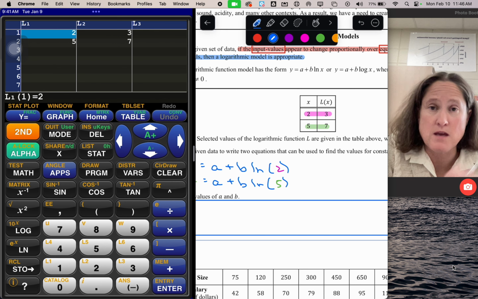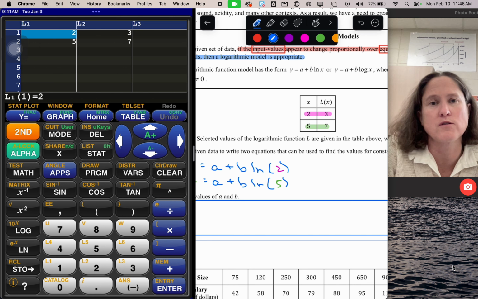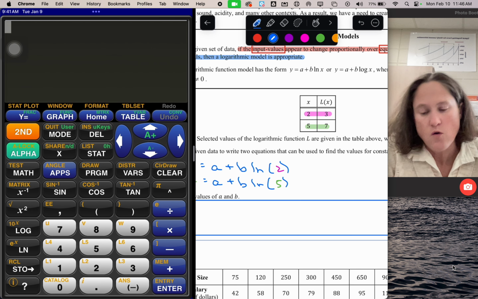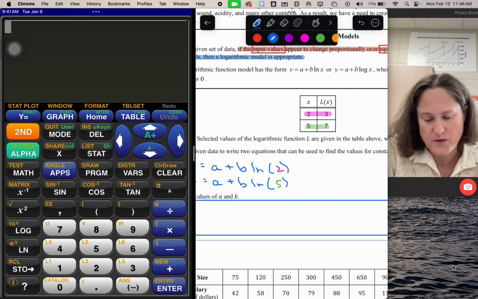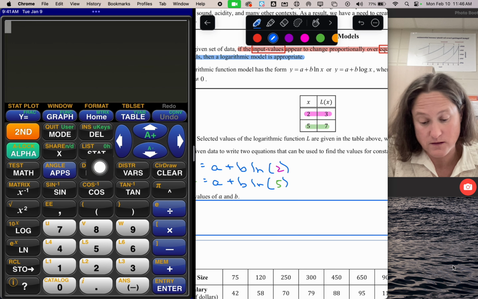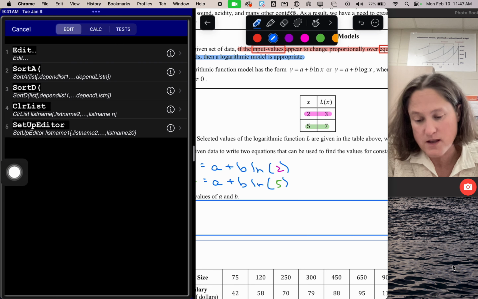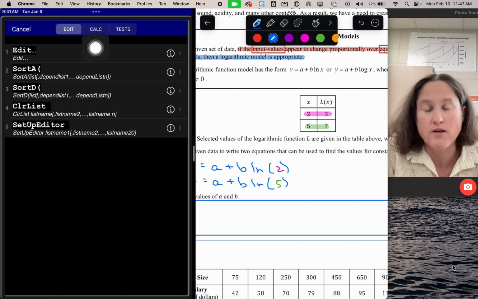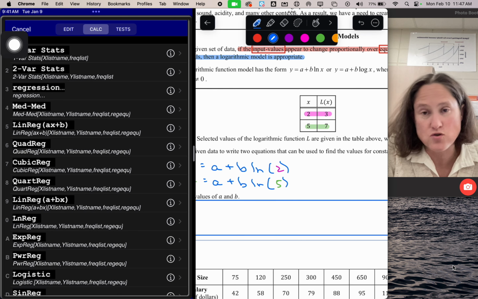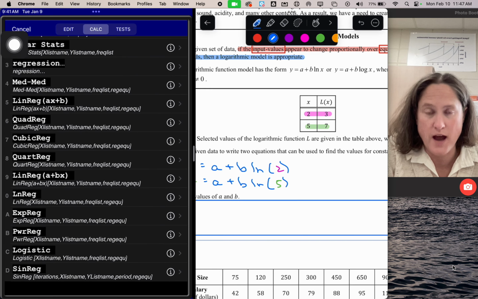Remember to keep in mind what you're calling your X's and what you're calling your Y's, your input and output, because when we calculate the regression model, we need to tell our calculator what our inputs and outputs are. Once you have those values in your calculator, we go back to Stat, click the Stat button again. This time we need to click Calc at the top, not Edit. We need to be in the Calc menu, and then you can scroll down and see all your different options.